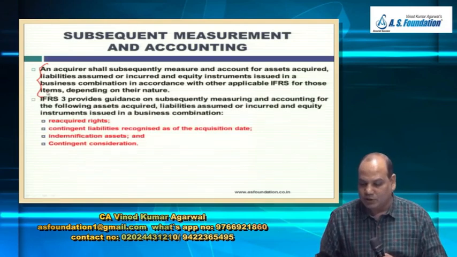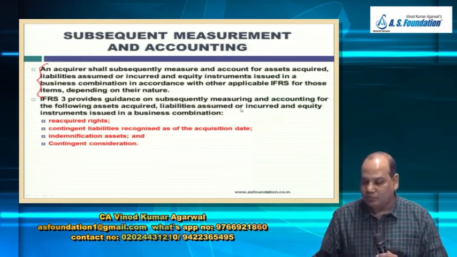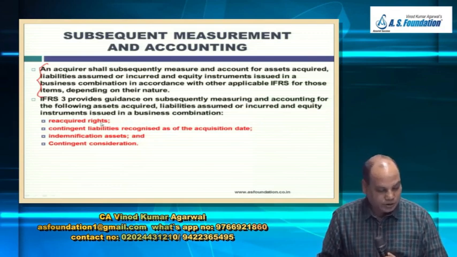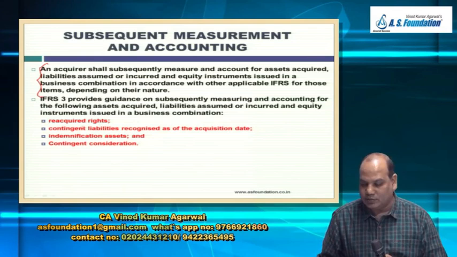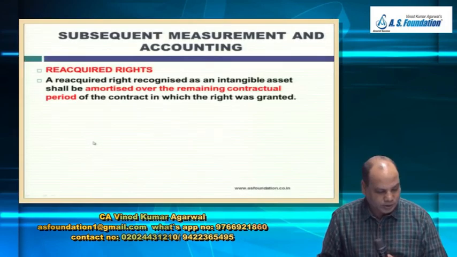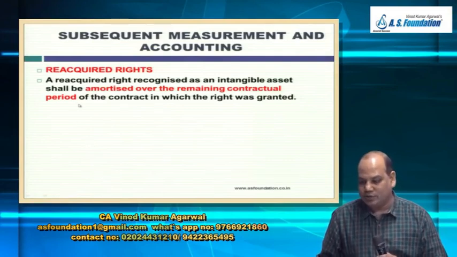But for some specific items, there is guidance given by IFRS 3. So which are these items? IFRS 3 provides guidance on subsequent measurement and accounting for the following assets acquired, liabilities assumed or incurred, and equity instruments issued in a business combination. So there is some guidance given on reacquired rights, contingent liabilities, indemnification asset, and contingent consideration. First, you see written below, reacquired rights.